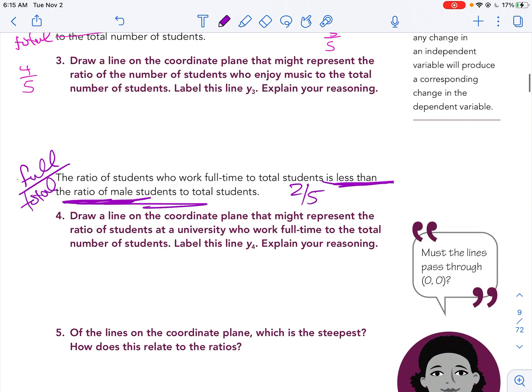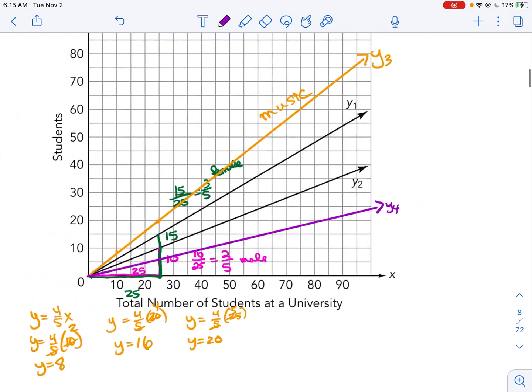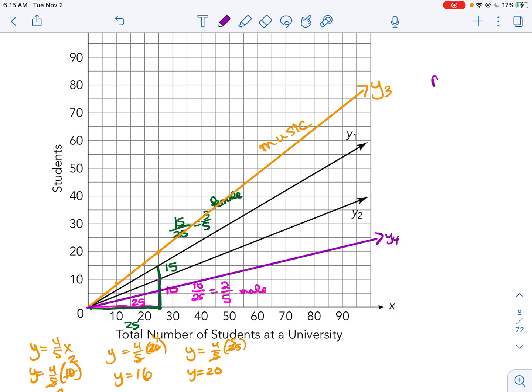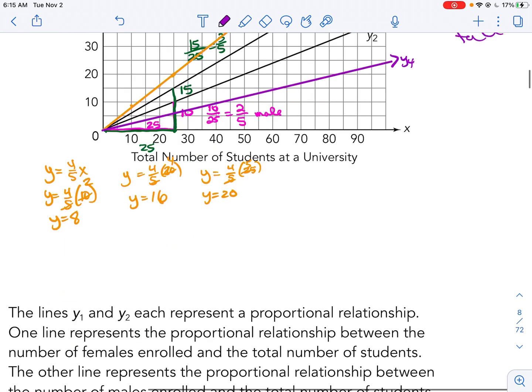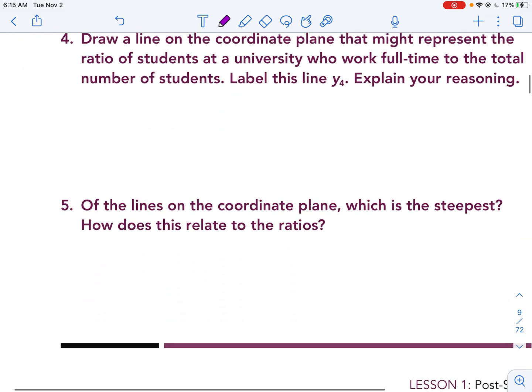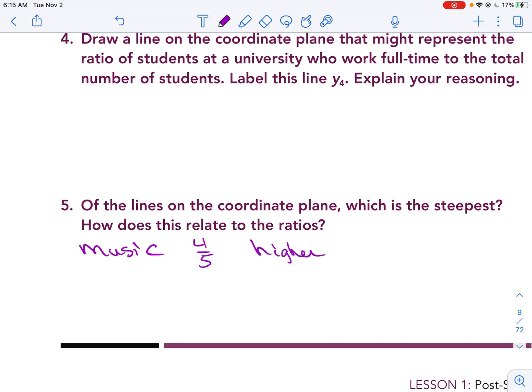Okay, who has the steepest? So which one is the tallest? Okay, so the tallest would be music. Then what's below that? Below music is going to be the females, then the males, and then the full-time students. So let's see what the rest of it's asking. Which is the steepest? We said that the music was the steepest. Okay? And its ratio was 4 to 5. Okay? The ratio is higher than the others.